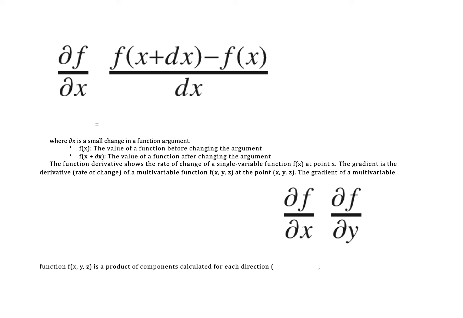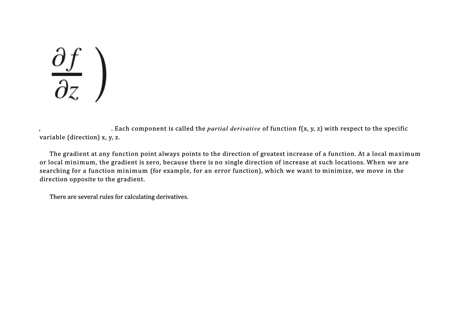The gradient is the derivative, rate of change, of a multivariable function f, x, y, z, at the point x, y, z. The gradient of a multivariable function f, x, y, z, is a product of components calculated for each direction. Each component is called the partial derivative of function f, x, y, z, with respect to the specific variable, direction x, y, z. The gradient at any function point always points to the direction of greatest increase of a function. At a local maximum or local minimum, the gradient is 0, because there is no single direction of increase at such locations. When we are searching for a function minimum, for example, for an error function, which we want to minimize, we move in the direction opposite to the gradient.